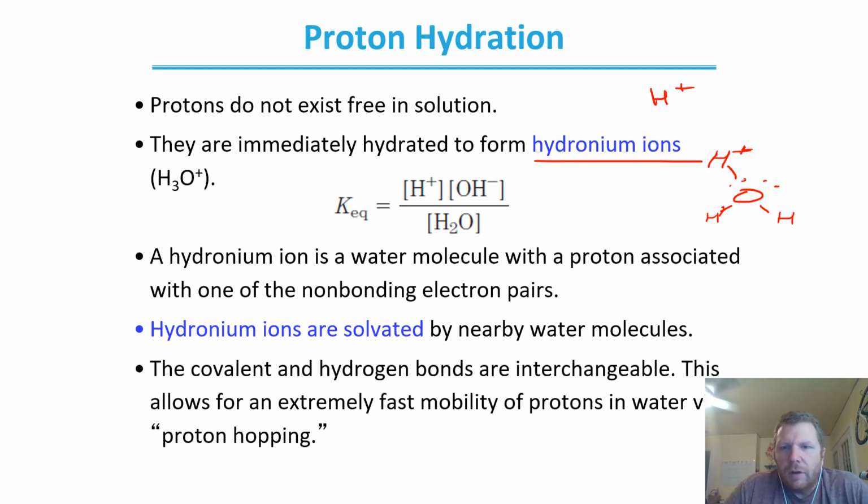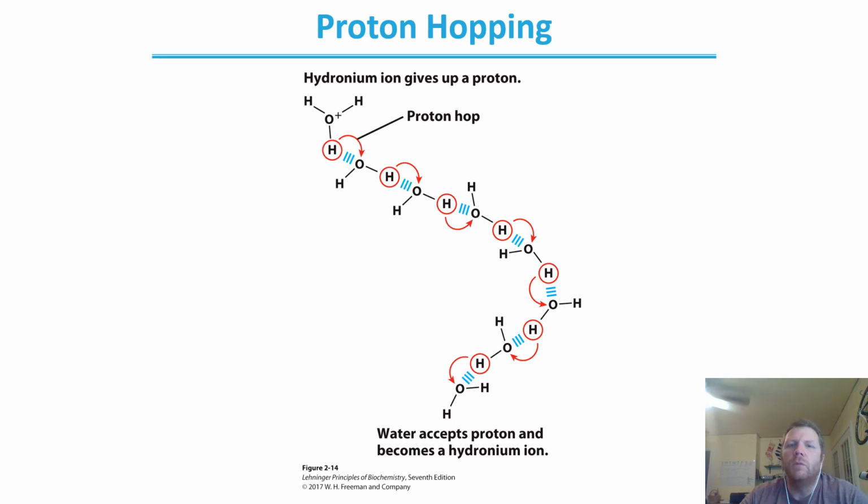Hydronium ions are solvated by nearby water molecules. The covalent and hydrogen bonds are interchangeable. This allows an extremely mobile movement of protons, which is also known as proton hopping. We see this proton hopping right here. We've got our hydronium ion right there, and that hydronium ion is going to give up a proton to this water molecule. Well, this water molecule, now a hydronium ion, is going to give up a proton.